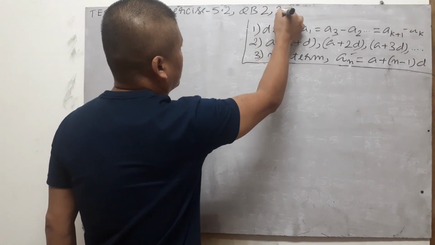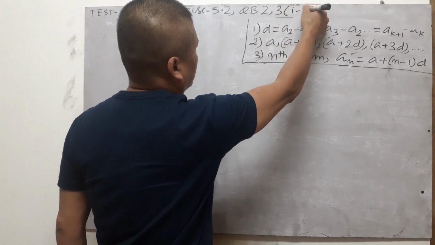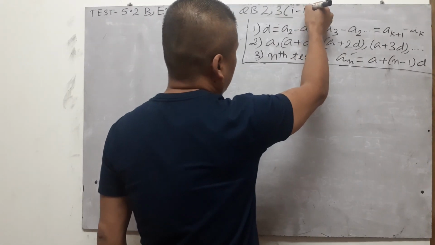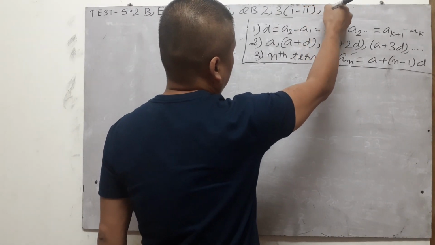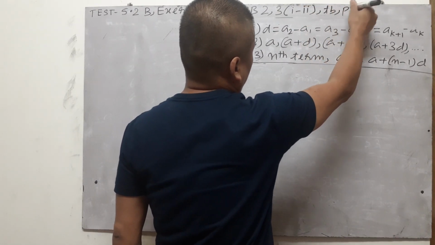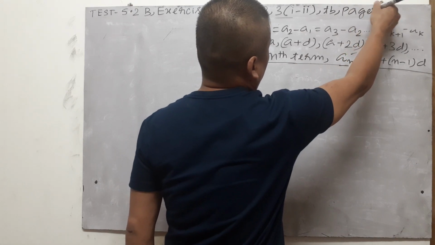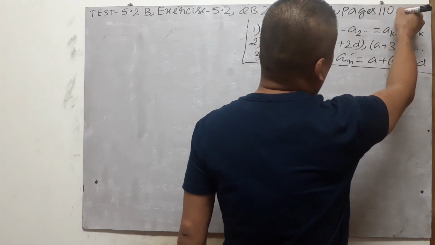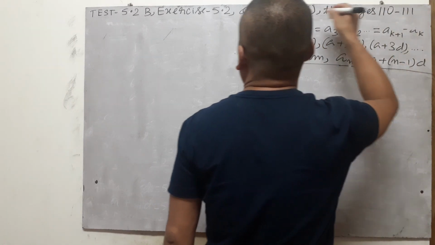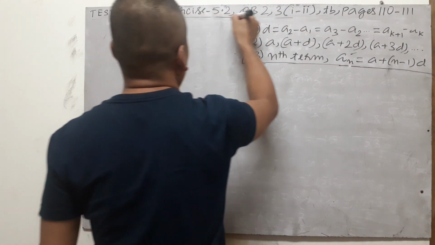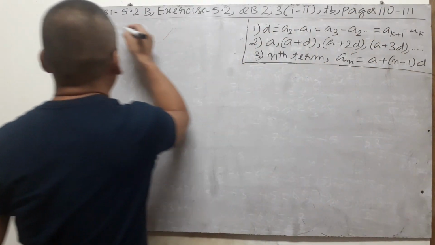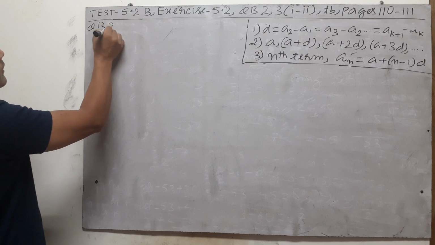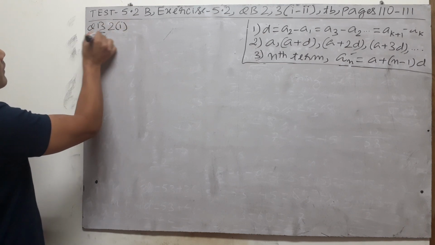2, then 3, subheading 1 and 2. Okay, question subheading 1 and 2. We'll find this on textbook pages 110 to 111. So let us start with the first one, question B, 2 subheading 1.